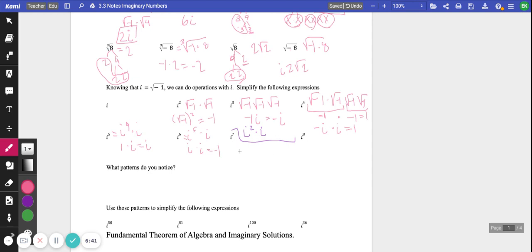Okay, what about i to the 7th? So that's the same as saying i to the 6th times i. I know that i to the 6th is -1. The -1 times i gives me -i. Okay, weird. I have the same answer again.